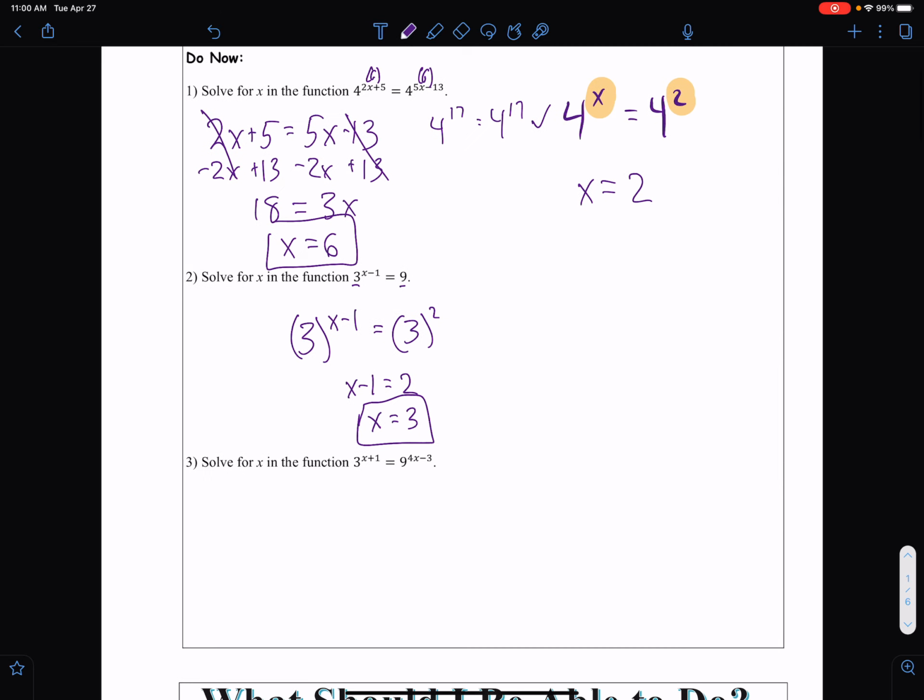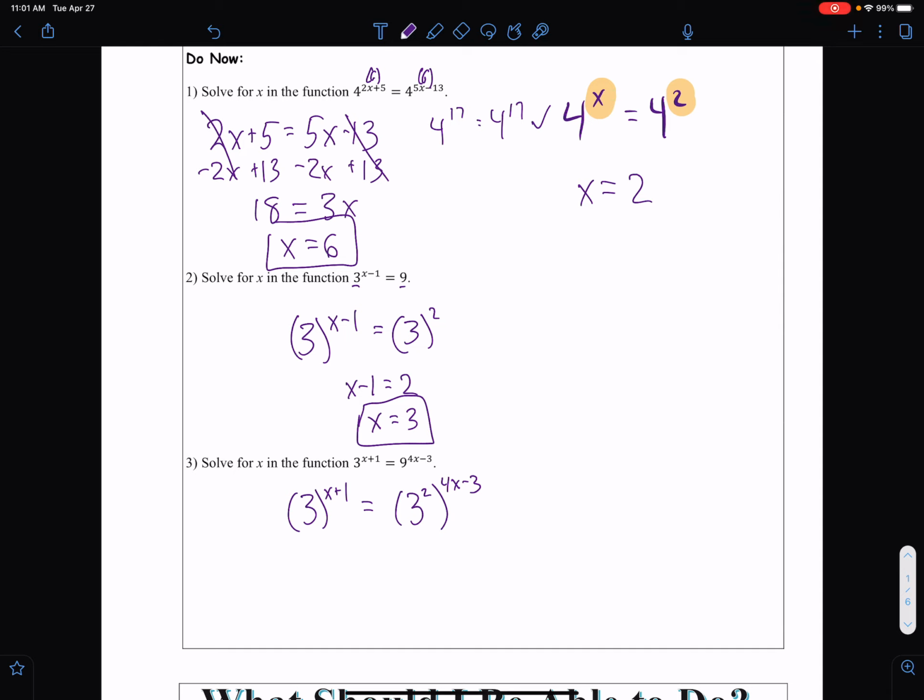And in number 3, we're going to want to do the same exact thing. So we have 3 to the x plus 1. And on the right, 3 and 9 don't have the same base, but we can write 9 so it has a base of 3. And how can I do that? Well, that would just be 3 squared is equal to 9. So it'd be 3 squared to the 4x minus 3.